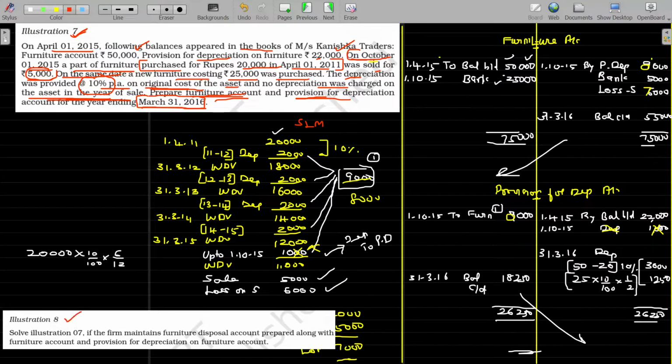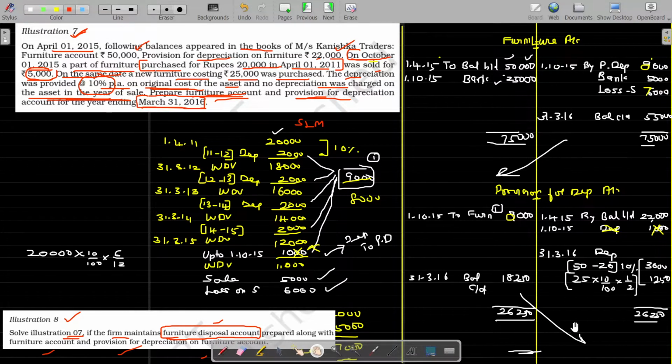Illustration number 8. Solve the illustration number 7, if the firm maintains a furniture disposal account prepared along with the furniture account and provision for depreciation on furniture account. So if we have the furniture disposal account, how will the illustration be?